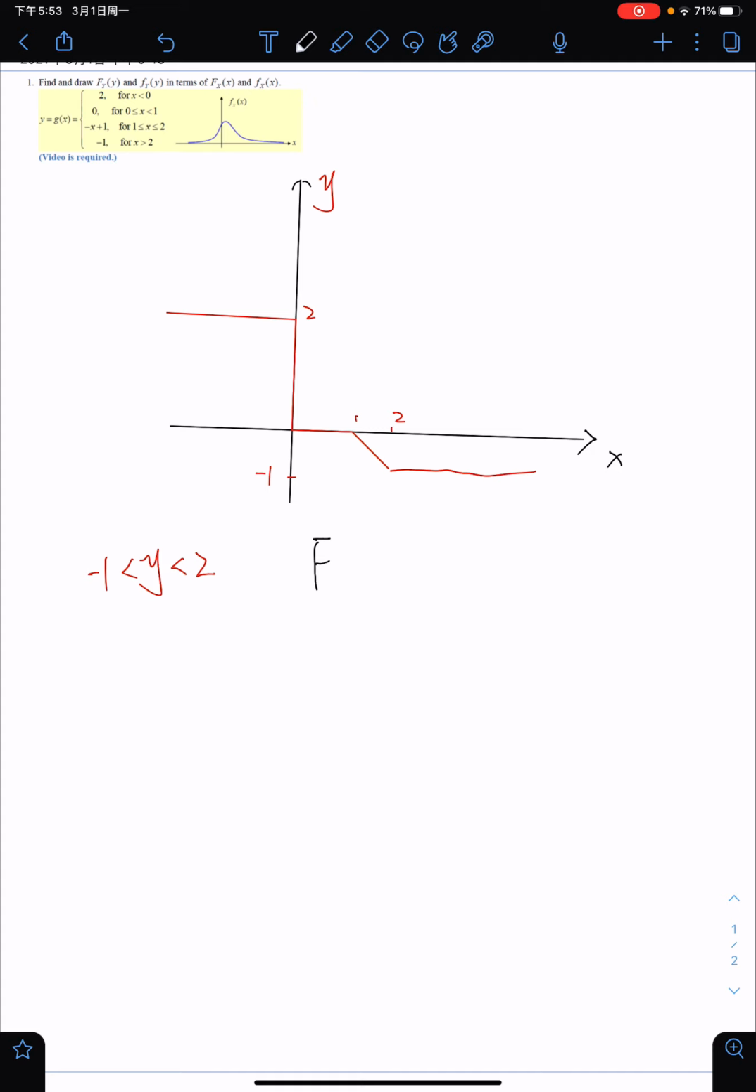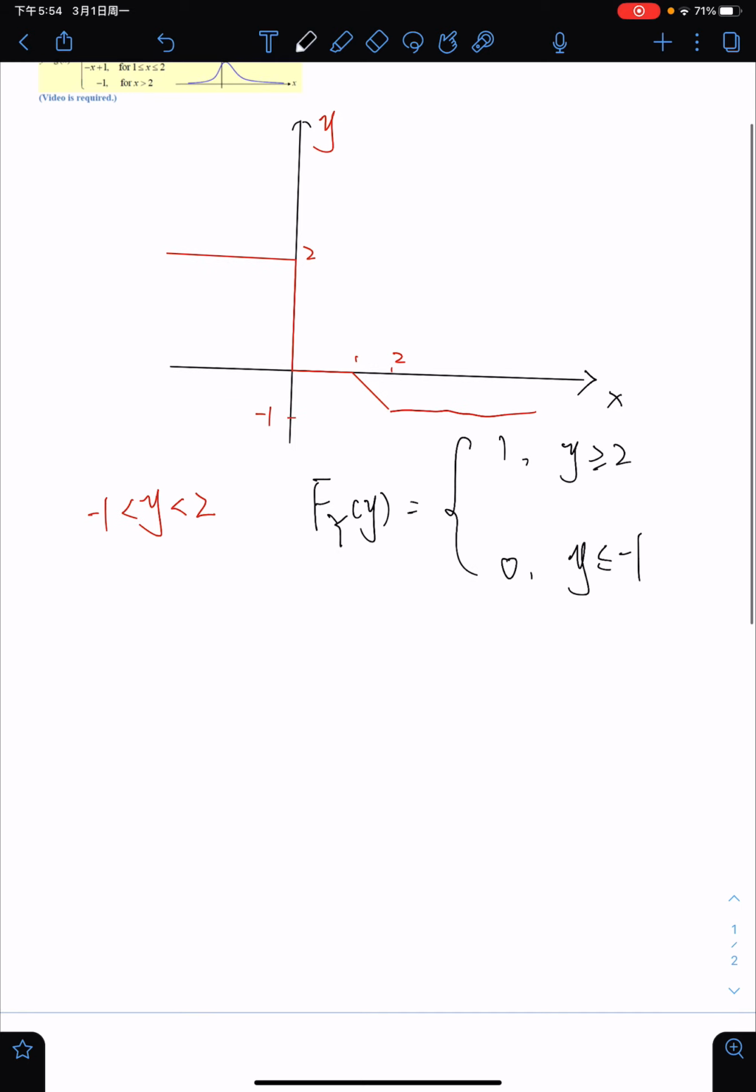So we can conclude that the distribution function of y will have two eta: it is 1 when y is greater than 2, and 0 when y is smaller than -1. Okay, then we should divide this figure into many situations.